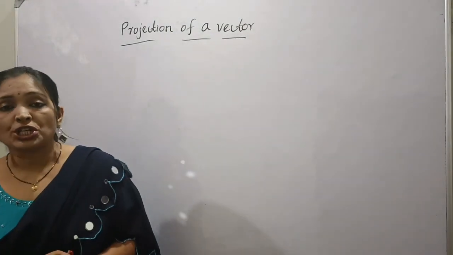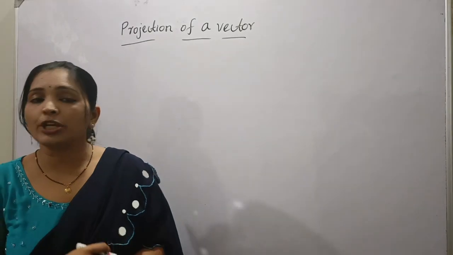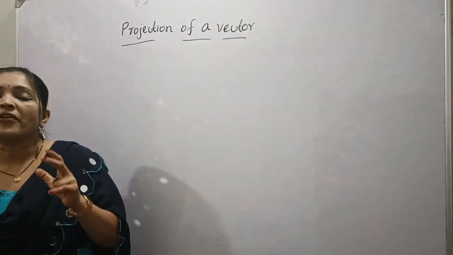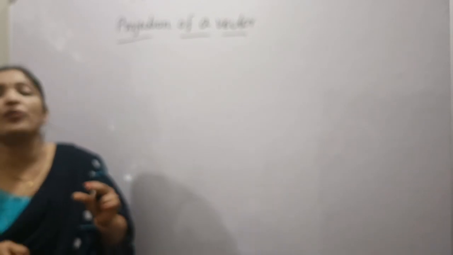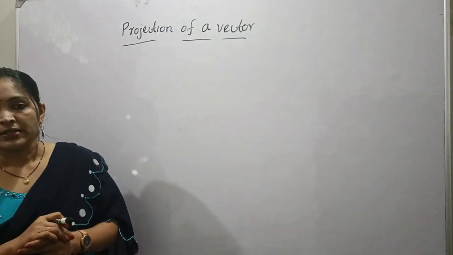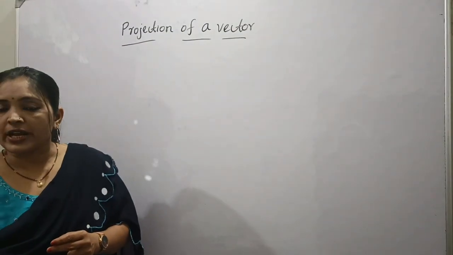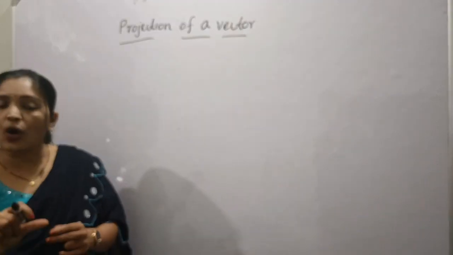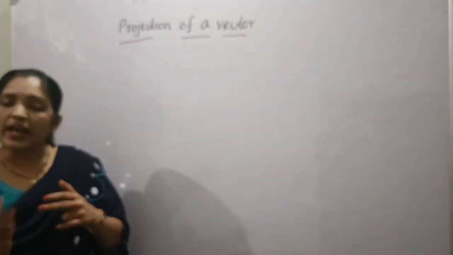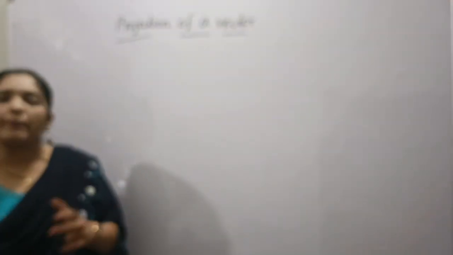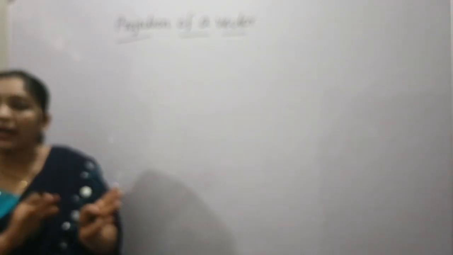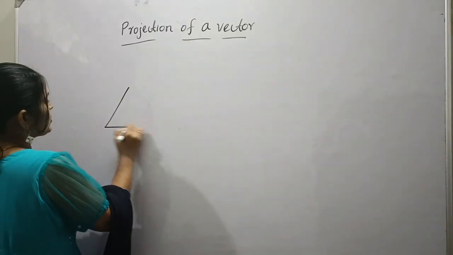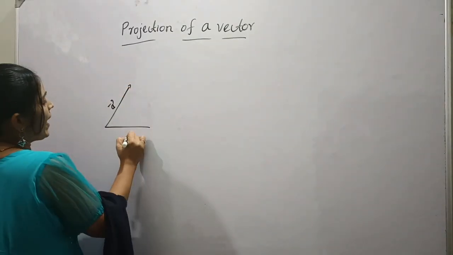Next one is projection of a vector. What is a projection of a vector? Projection of a vector is the length of the shadow of the given vector over another vector. That is, projection of a vector is the length of the shadow of a given vector over another vector. It is obtained by multiplying the magnitude of the given vector with the cosine of the angle between these two vectors. See here, suppose these two vectors, vector A and vector B.